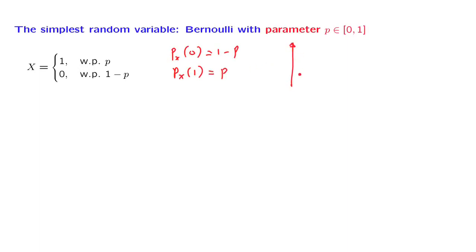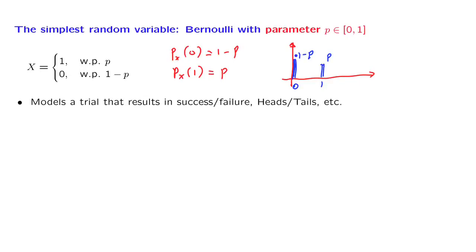If you wish to plot this particular PMF, the plot is rather simple. It consists of two bars, one at 0 and one at 1. This one has a height of p, and this has a height of 1 minus p. Bernoulli random variables show up whenever you are trying to model a situation where you run a trial, and that trial can result in two alternative outcomes, either success or failure, or heads versus tails, and so on.